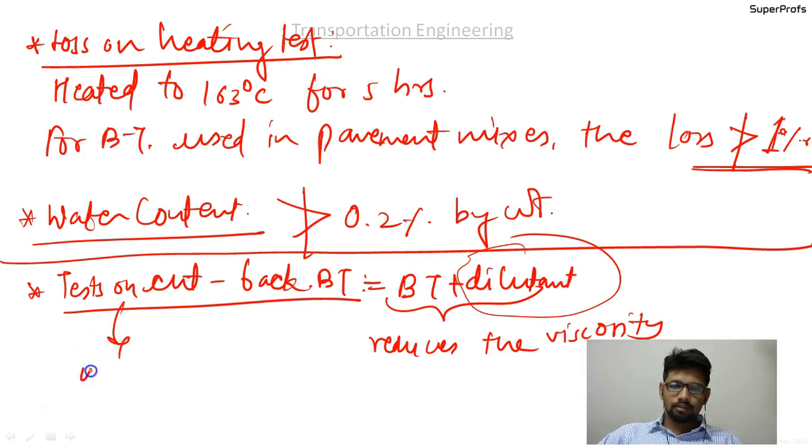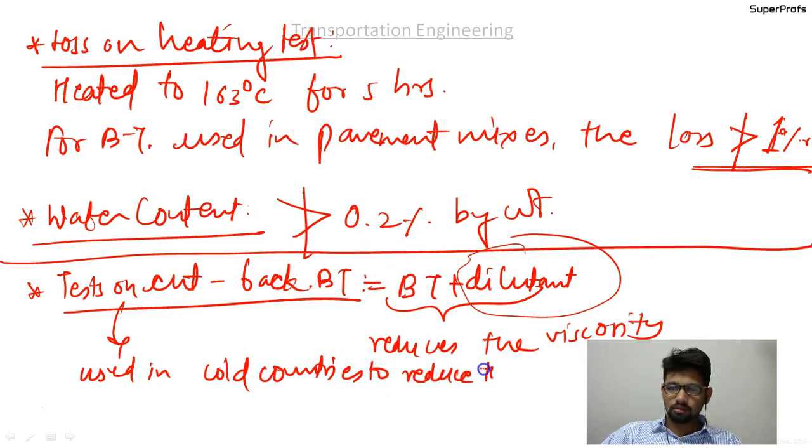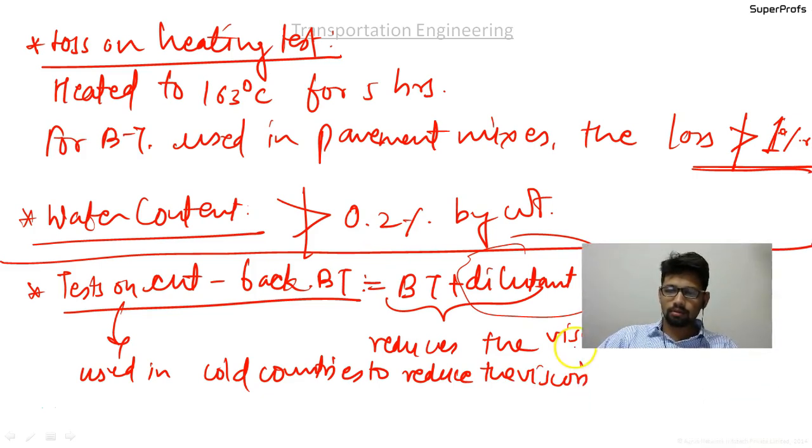Okay, so cutbacks are used in cold countries to reduce the viscosity of bitumen instead of heating.